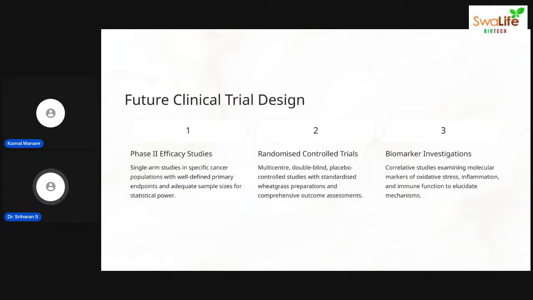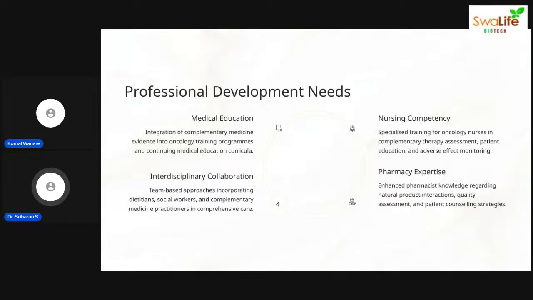And randomized controlled studies: you may know we want to do more of them, because we can get quality data from them. And biomarker investigation, like genomic profiling and protein profiling, based on which we want to investigate biomarkers.